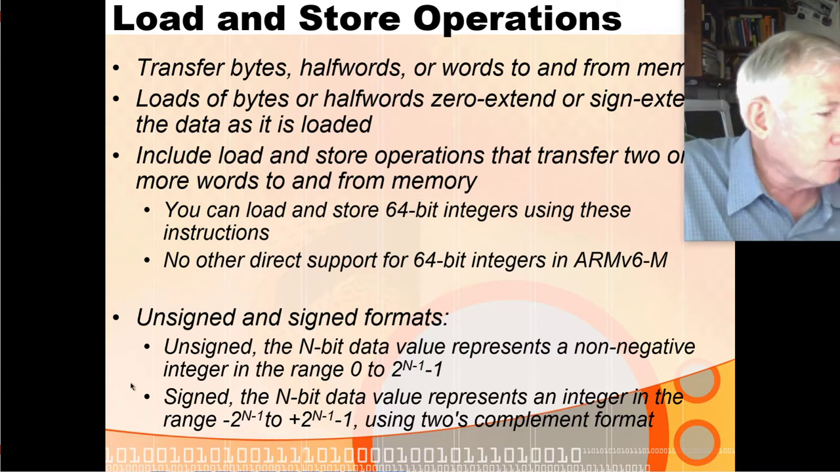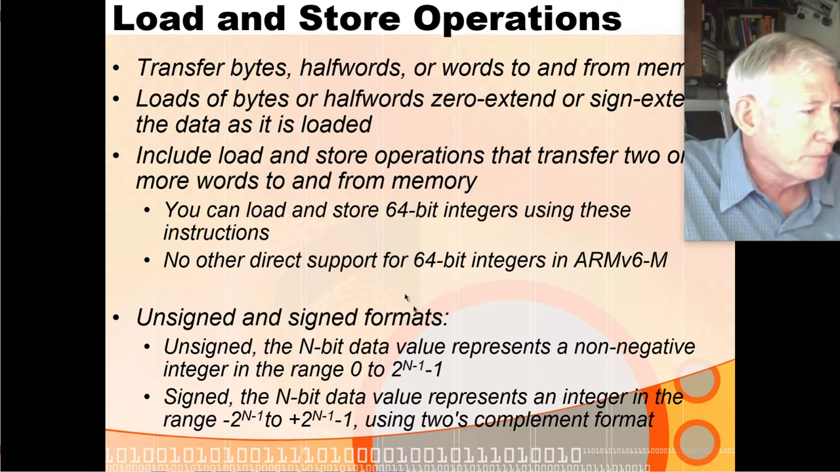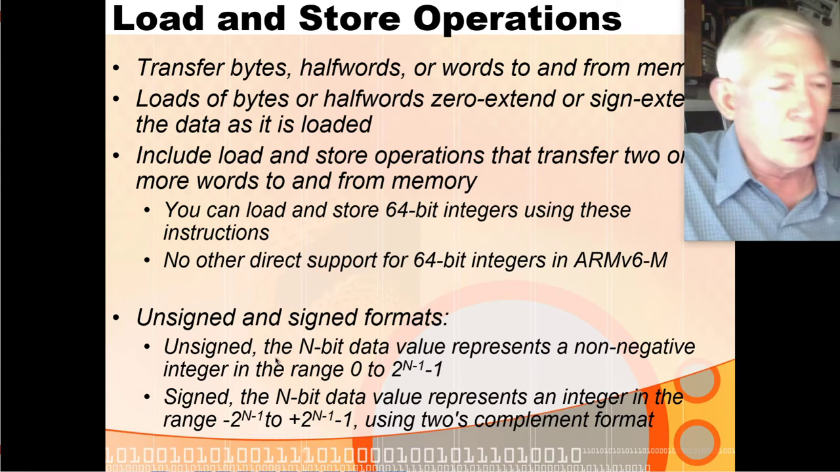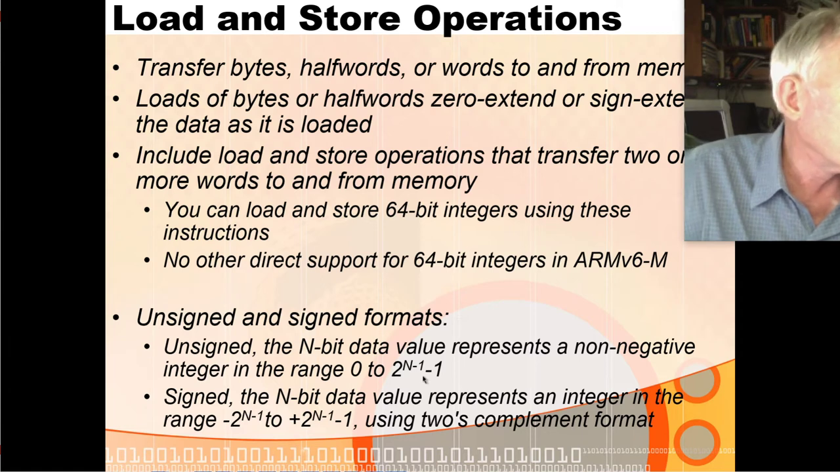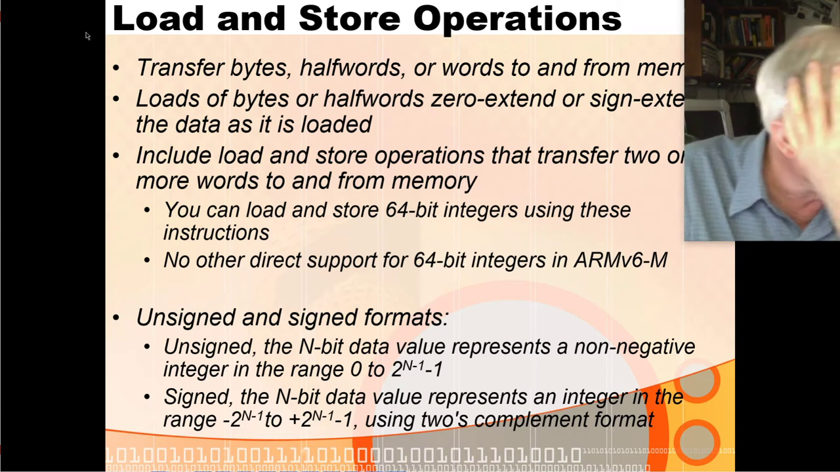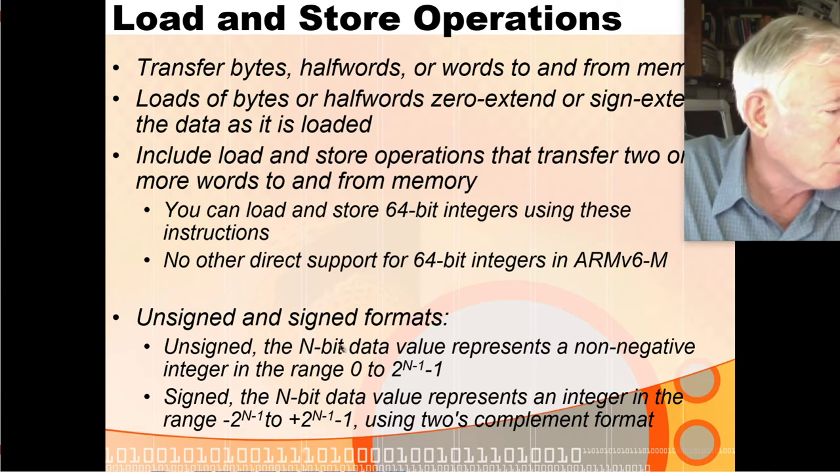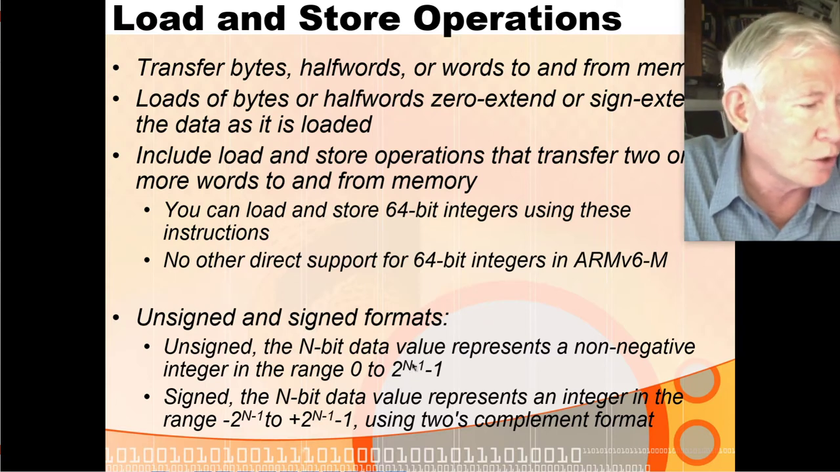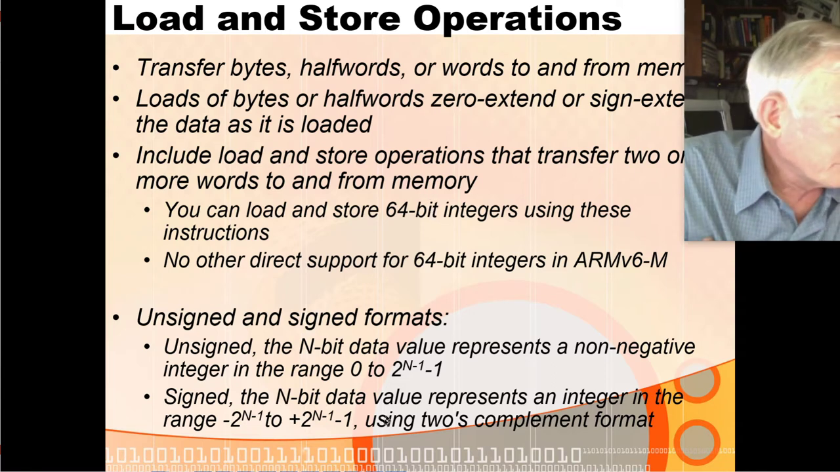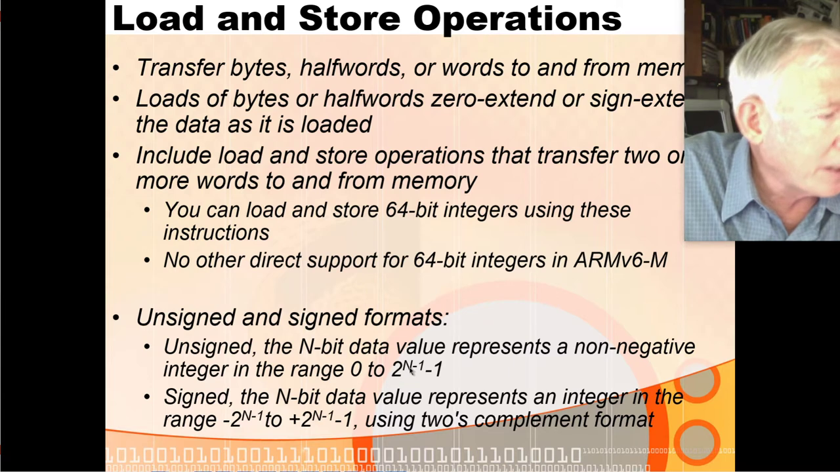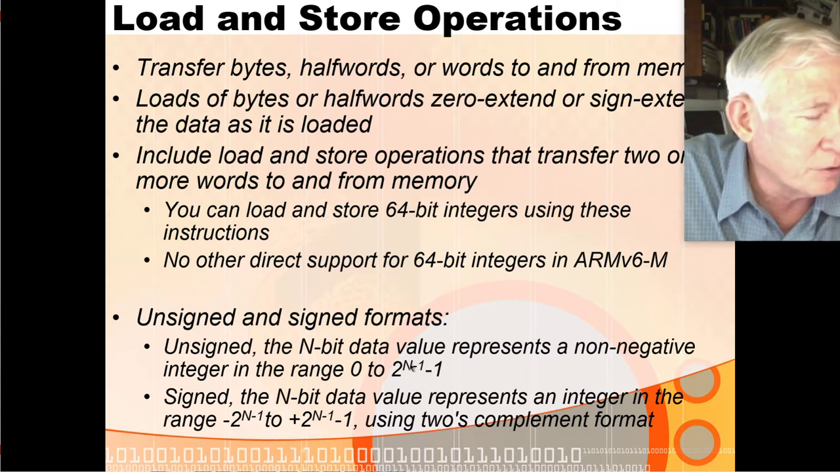All right, so we've talked about the signed and unsigned formats. The unsigned are just stored from 0 to 2 to the n minus 1. So if you have a 32-bit number, it's 2 to the 32 minus 1. Like an 8-bit number, 2 to the 8th is 256.